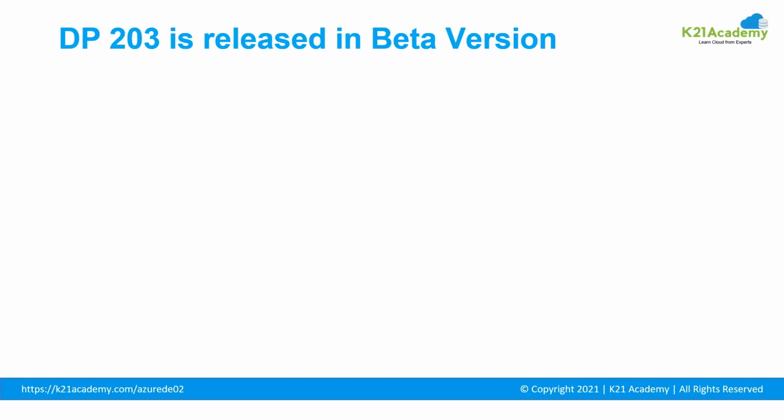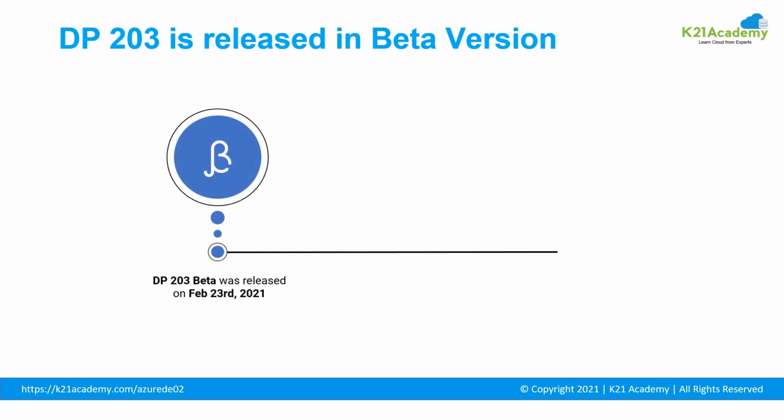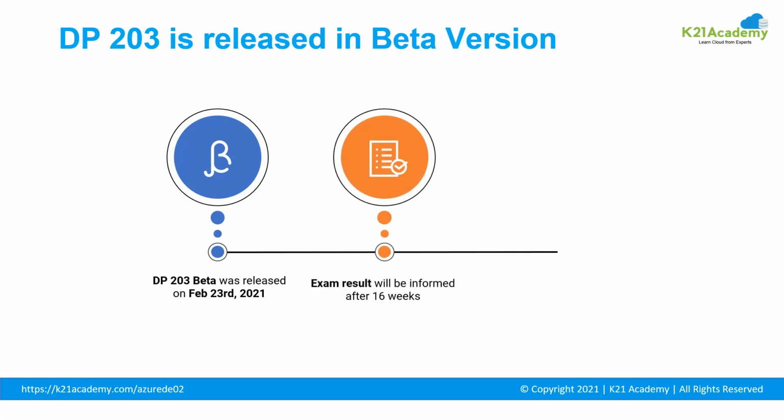Now another point is that DP-203 was released in beta version. So the first thing is that the exam is available now. Second, you will not get the exam results immediately after the exam. As of now, when you give a certification exam, right after the exam you know whether you passed or not, or where you are lacking. Whatever areas your marks are low in, you can prepare, and within a week or 10 or 15 days, you can give that exam again. But in this case, for the next 16 weeks, you will not know whether you passed or not. And after 16 weeks, if you did not pass the exam for some reason, you have to start preparing for the exam again, right?